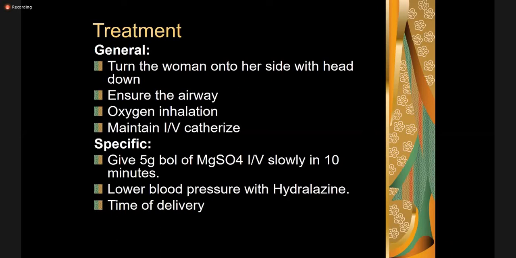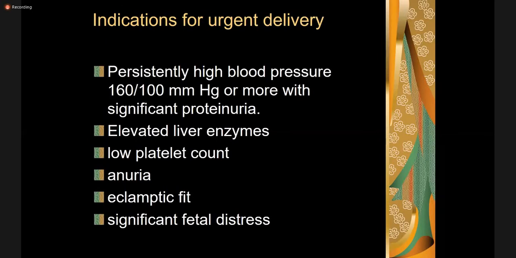Most of these patients are multis, so sometimes they do deliver normally once the blood pressure is controlled, but if you find that she's continuously fitting and she's losing her consciousness, then expect her to go for cesarean delivery. Indications for urgent delivery: persistently high blood pressure, 160 by 100 millimeters of mercury or more, with significant proteinuria, elevated liver enzymes, low platelets and urea, no urine output, eclamptic fit, or significant fetal distress.